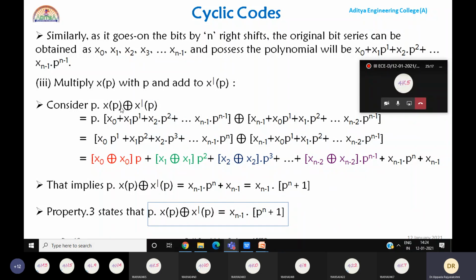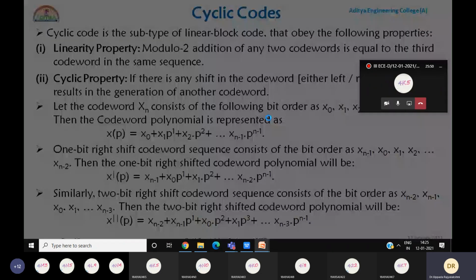So p into x of p XOR x dash of p. What is x of p? It is the original bit sequence order, that is x0 plus x1 p power 1 plus x2 p square plus so on plus xn minus 1 into p power n minus 1, XOR x dash of p. You can see x dash of p in the last slide.